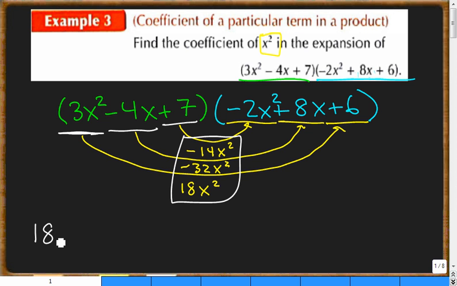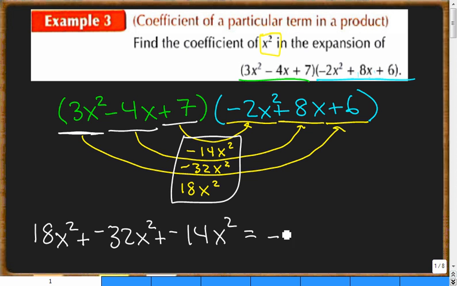So if we get 18x squared plus a negative 32x squared plus a negative 14x squared, and add all these up, we're going to get our answer. So you should get 18 plus a negative 32 makes negative 14. And then adding another negative 14 is going to make a negative 28x squared. So our coefficient is going to be negative 28.